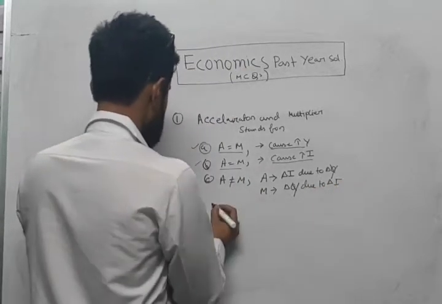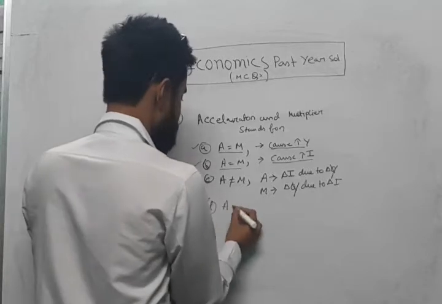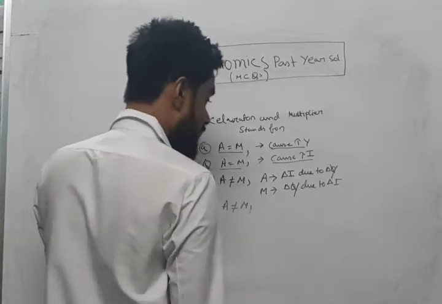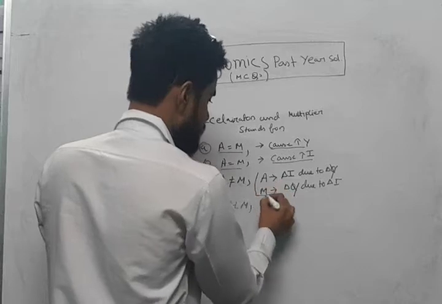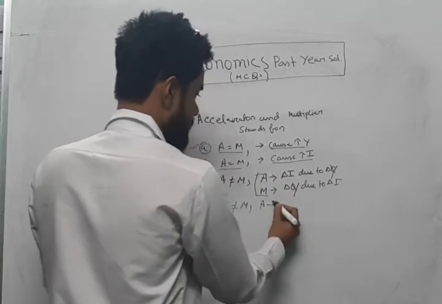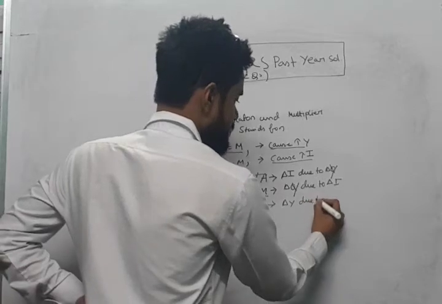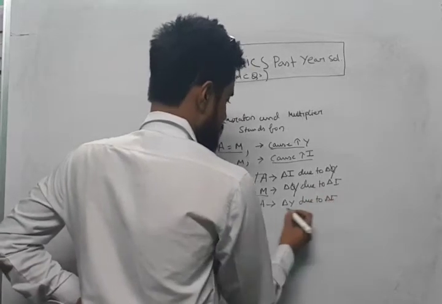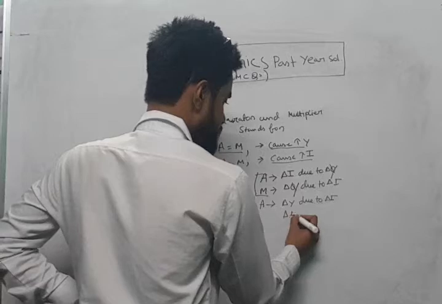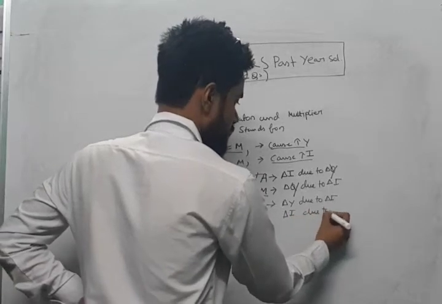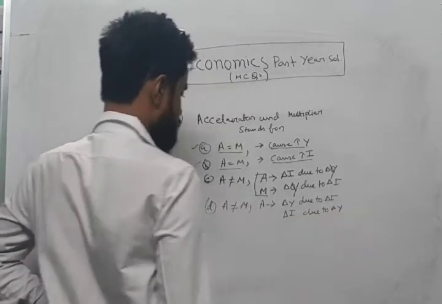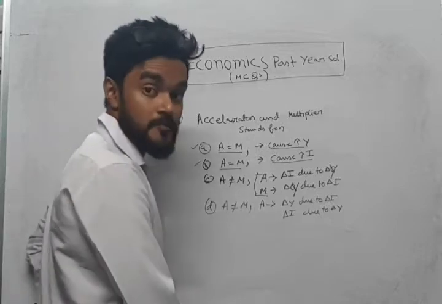And the last option is completely different, which says they both are different but the opposite thing takes place, that is A is changing output due to changing investment, and this one is changing investment due to changing output. So these 4 options are given.